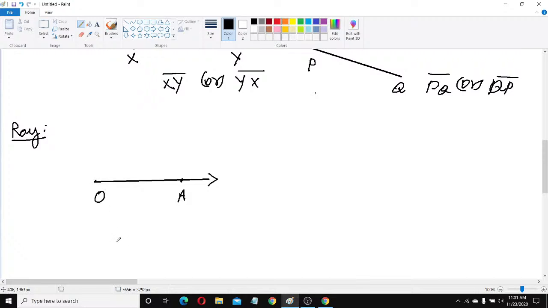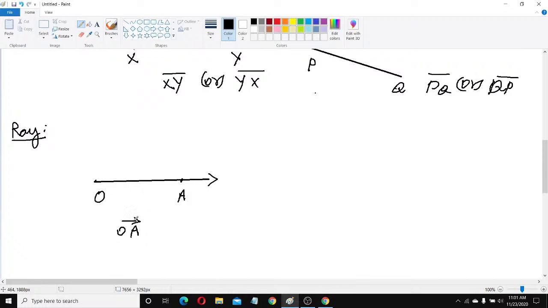Now how do we name the ray? You have to use the starting point first, children. When you are naming the ray, you should use the initial point first. Which is initial point? O is the initial point. So you should use first letter O. Don't use A first. A is lying on the ray. It is not an initial point. First you write initial point O. Next A is lying on the ray.